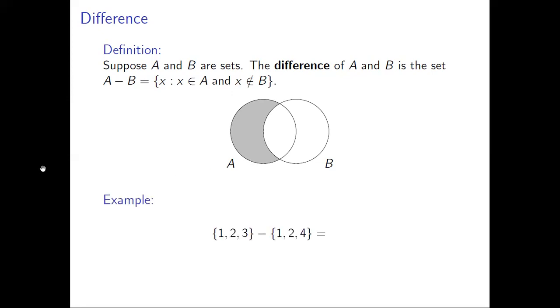Example. Right, so the set {1, 2, 3} minus the set {1, 2, 4}. So we start with the things on the left in A, and we remove anything that is in B. So we have to remove the 1 and the 2. So what we're left with is the 3.